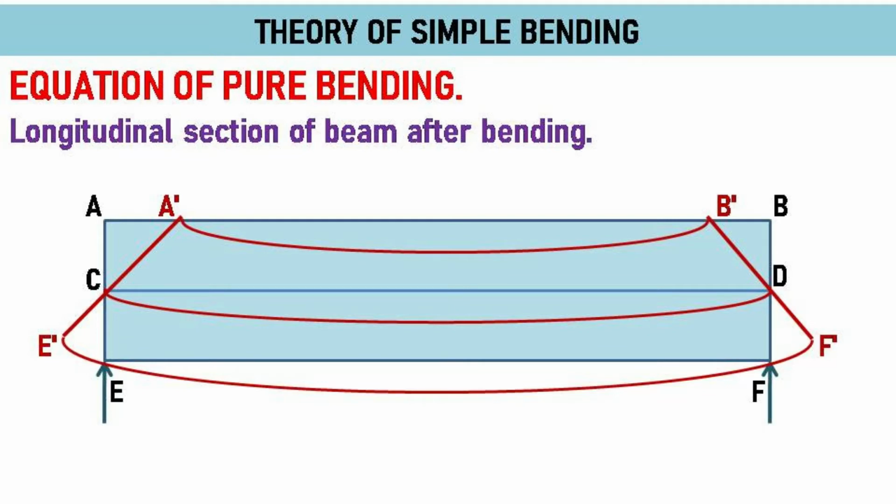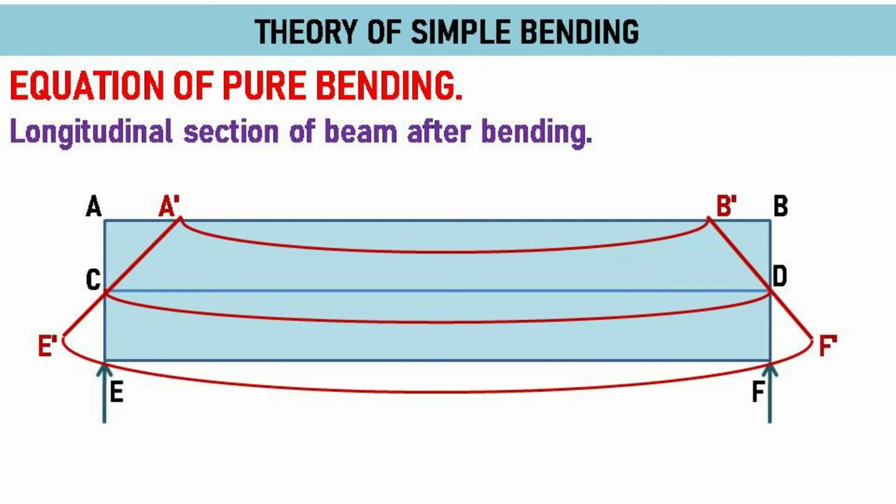Load is applied from top. So, beam will bend in the downward direction, as shown in the figure. Green lines show shape of beam before bending as A, B, E, F. Red lines show shape of beam after bending as A dash, B dash, E dash, F dash. Length of top fiber AB is reduced after bending, as it is subjected to compression. Length of bottom fiber EF is increased after bending, as it is subjected to tension.